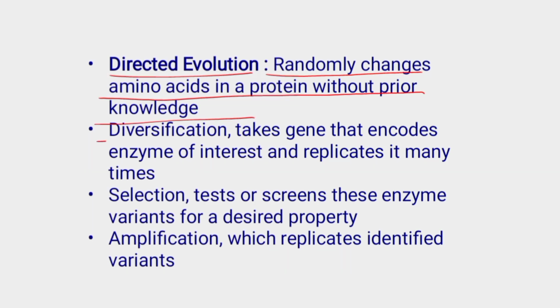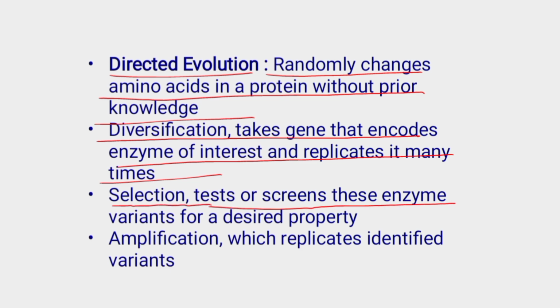First is diversification. Takes the gene that encodes the enzyme of interest and replicates it many times. Selection is the next step, which tests or screens these enzyme variants for a desired property. Once desired variants are identified, it undergoes the third step, that is amplification, which replicates identified variants and sequences them to determine which mutations produce the desired property.